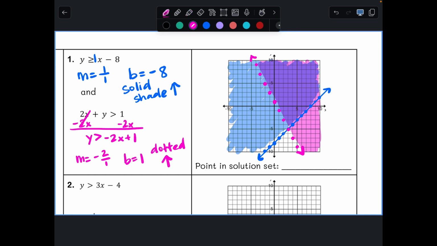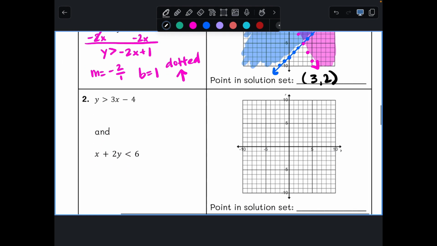Now, where is my solution? It's where those shaded regions overlap. So this is my solution set. I'm going to name one point in the solution set. I'll go ahead and pick this one here. That coordinate is 3, 2. There are many possible options. You could have picked any point in this double shaded region as long as you can identify where it is.